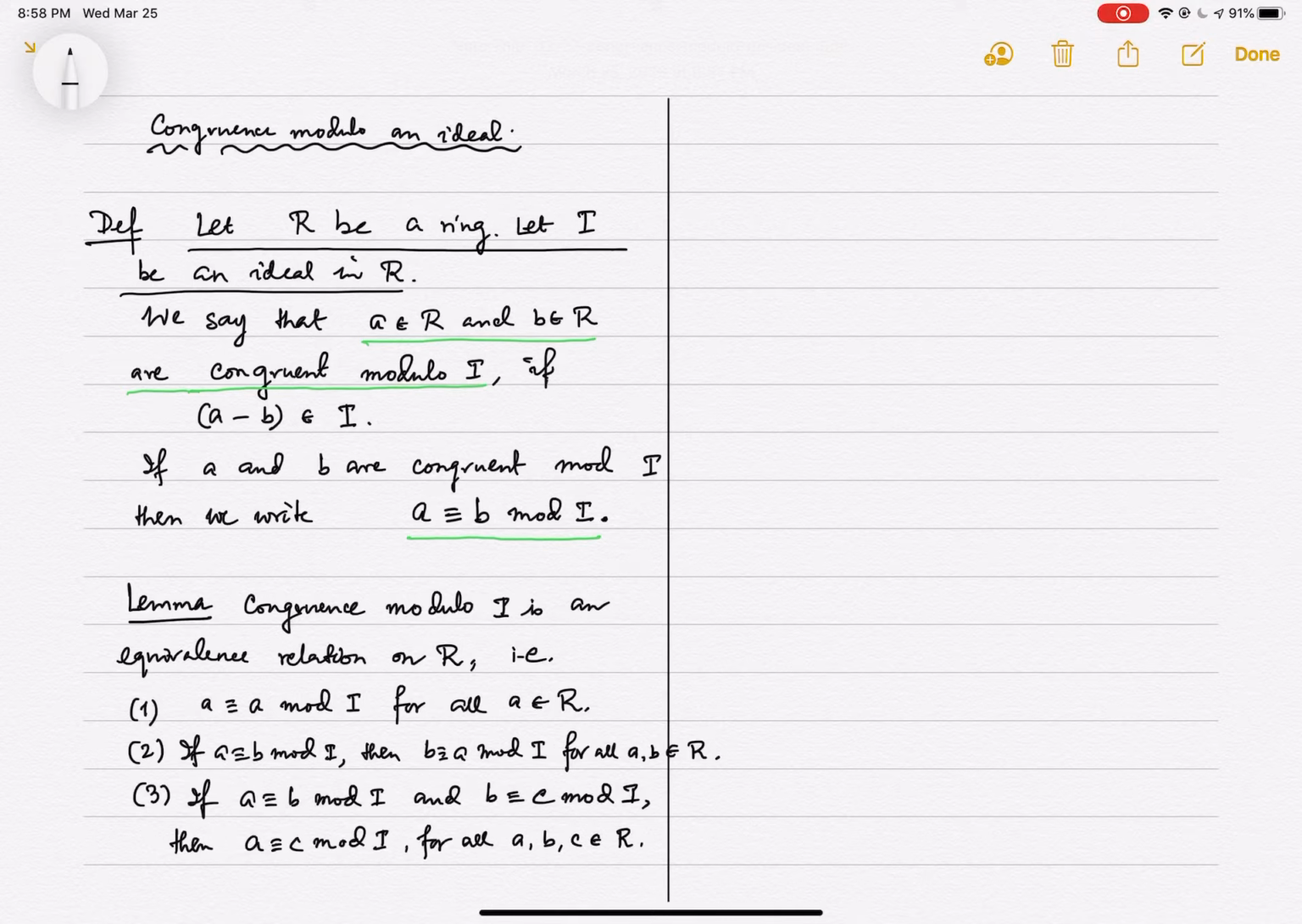And these are the three properties for a relation to be an equivalence relation, if you remember. Every element has to be related to itself. That's property 1. It's called reflexivity. This one is called symmetry. If A is related to B, then B is related to A. And this one is called transitivity. If A is related to B and B is related to C, then A is related to C. Okay. And the proof is very straightforward, actually.